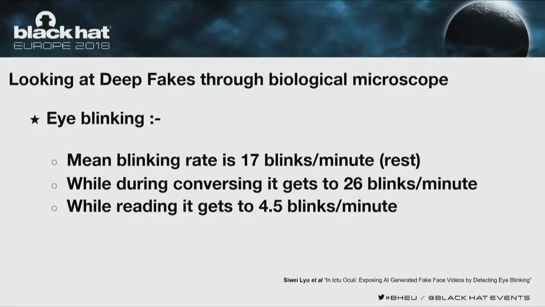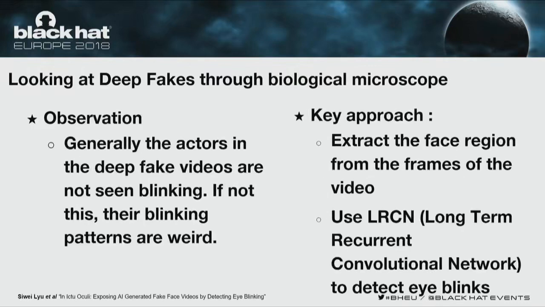The researchers used this combination along with a long-term recurrent convolutional network and went for the results. They identified videos in which there was abnormal eye blinking, and they termed them deepfake videos. Usually it is seen that the actors in deepfake videos do not blink at all, or there is very little blinking, or the patterns are weird.